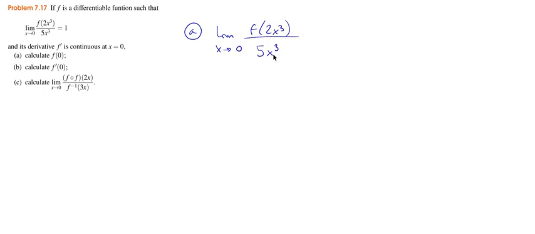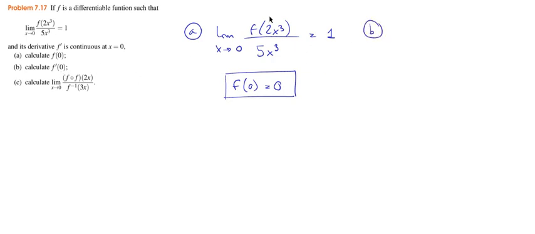This thing is going to 0, right? And so if we want the limit to be 1, then this thing has to go to 0, which means the limit when x goes to 0 of f, and then the argument is going to be 0 because f is continuous. The limit when x goes to 0 of f of x is going to be equal to f at 0. This has to be 0 in order for this limit to be something different than infinity. Now, for part B, calculate f prime.